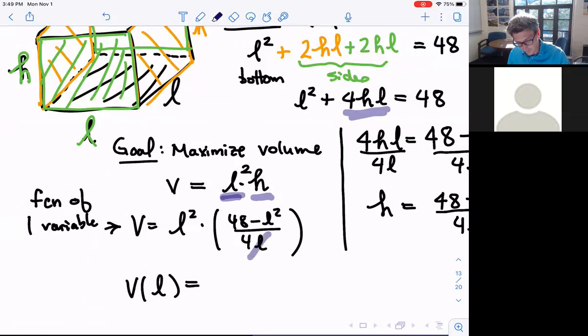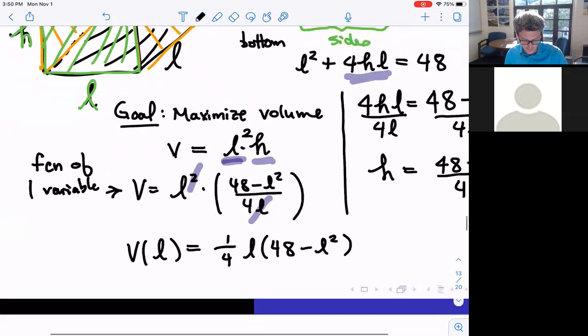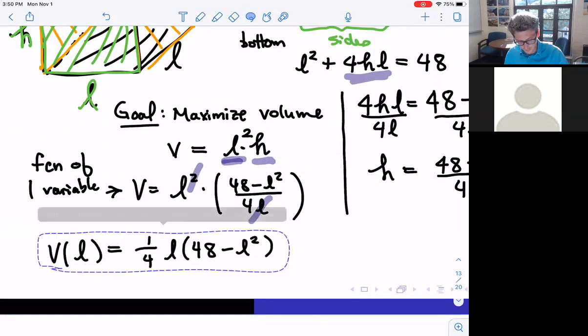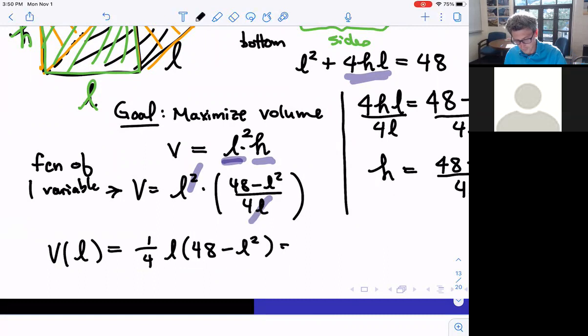I am going to simplify this a little bit. I can cancel the factor of L with one of the factors of L in the numerator. So at the beginning, I'm going to pull the 4 in the denominator out front. So I'm going to get 1/4 of L times (48 minus L squared). And I'm going to simplify this one more step by distributing so that my derivative is a lot easier. So I'm going to get 1/4 times 48 is 12. I'm going to get 12L minus 1/4 L cubed.